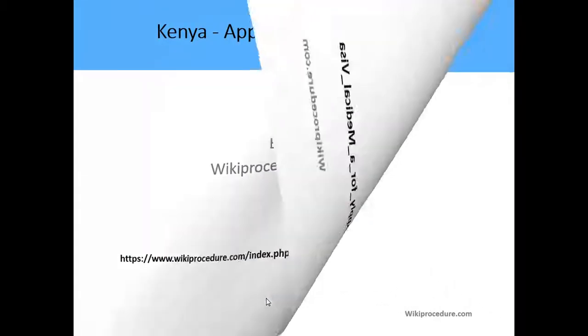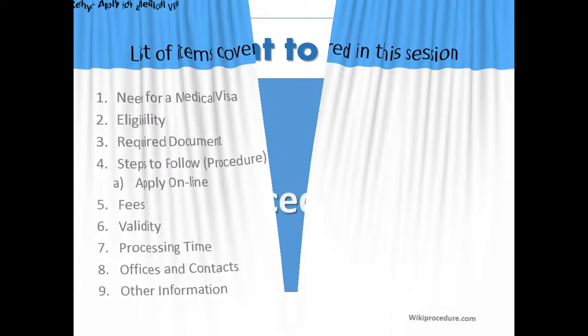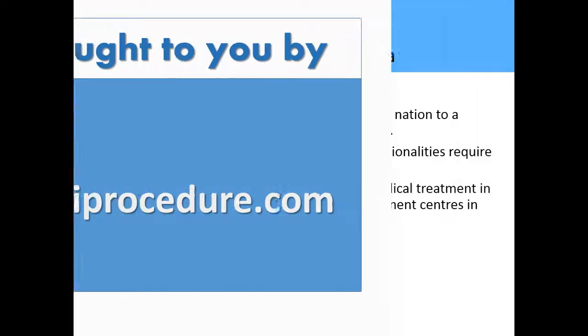The list of items which we are going to cover in this session include the need for the medical visa, the eligibility criteria, the required documents, steps to follow in making the applications, the fees, validity period, processing time, office location and contact information, and any other information that we may find relevant on how to apply for the medical visa in Kenya. So welcome to our presentation today, which is brought to you by wikiprocedure.com.